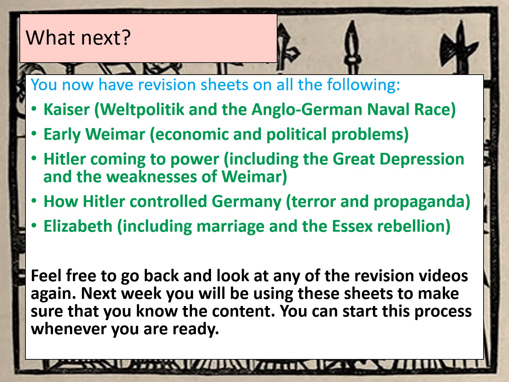So you now have revision sheets on all of the following: the Kaiser, Weltpolitik, and the Anglo-German naval race. On early Weimar, economic and political problems, both of those were filled in week 1. Hitler coming to power, including the Great Depression, the weakness of the Weimar, that was week 2. Week 3 was how Hitler controlled Germany through terror and propaganda. And this week was Elizabeth, marriage, and the Essex Rebellion.